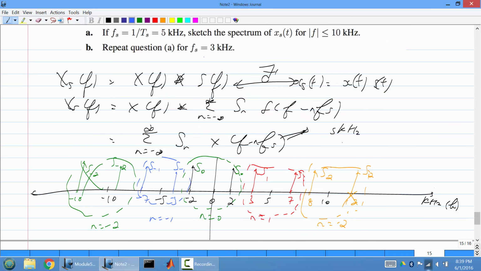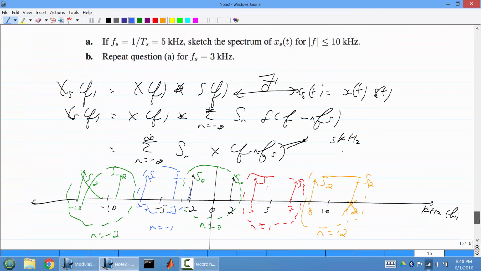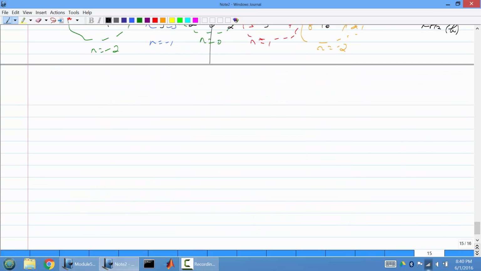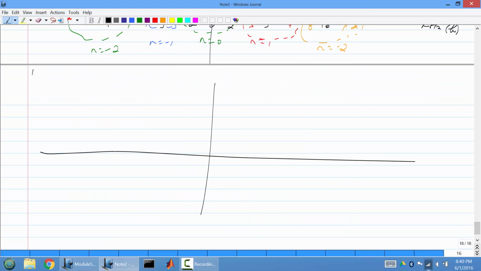And now repeat the question for 3. Remember, the fundamental frequency is 2 kilohertz. So if you want to do sampling, you have to do twice the bandwidth, which is 4. So 3 kilohertz is actually less than the Nyquist frequency. In this case, it's 4 kilohertz. So you're going to get some aliasing, okay? This is what happens when you do it for 3.